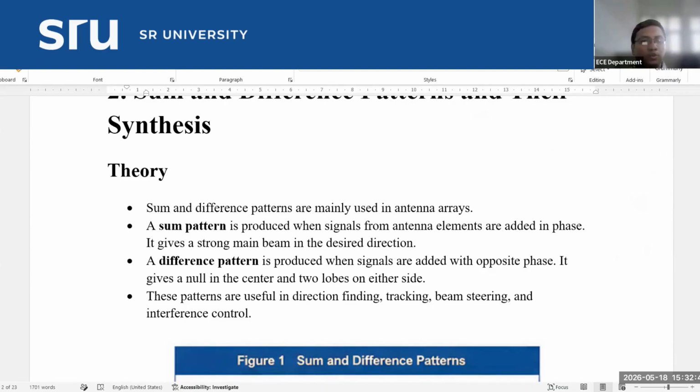Antenna array means when more than one radiating element are connected in a specific manner to alter the radiation pattern of the antenna. That is the main goal of antenna array. Primarily, antenna array is used to increase gain. But what will be the pattern of the antenna array? That is completely based on the signal strength and also the phase difference between the signals that are being given to the antenna elements.